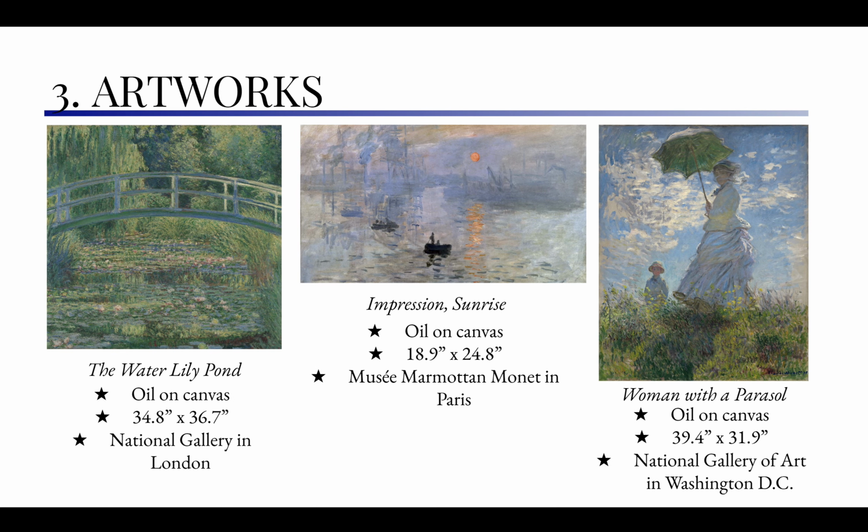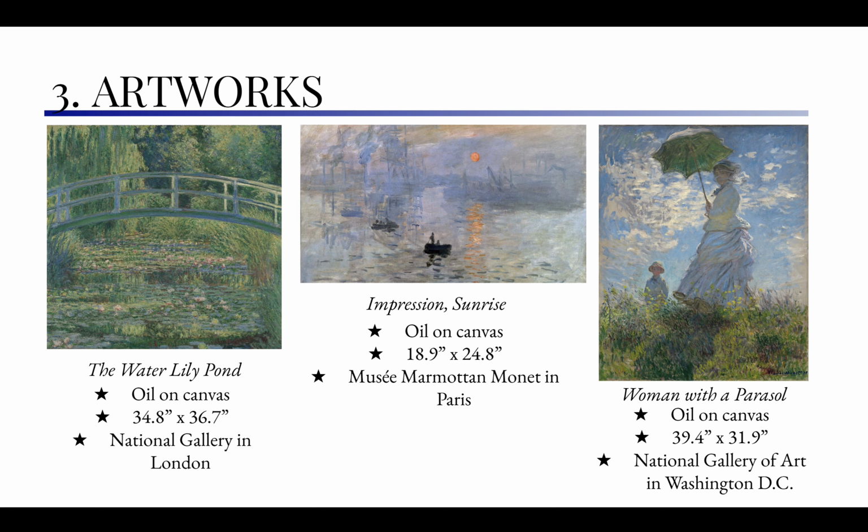So here are three different artworks that Monet had. As you can see, the first one here is the Water Lily Pond. This comes from that series I mentioned earlier, of course, the Water Lily series. This is an oil on canvas painting, of course, as Monet was an oil painter. This painting is 34.8 inches by 36.7 inches, and it is featured in the National Gallery in London. The next painting is Impression Sunrise, another oil on canvas. It's 18.9 inches by 24.8 inches, and it is featured in the Musée Marmottan Monet in Paris. I'm sure I pronounced that wrong.